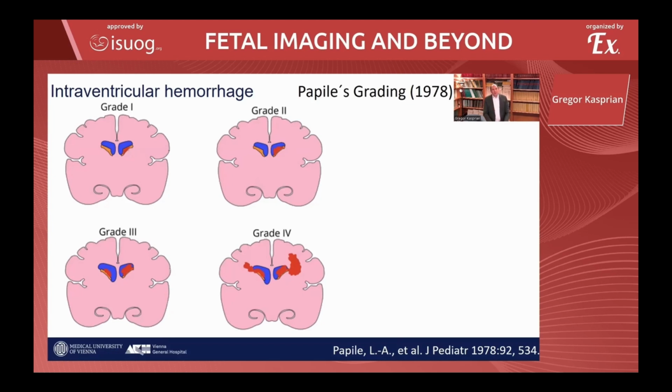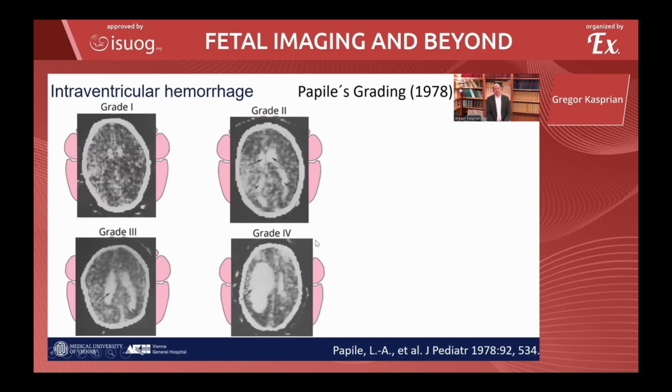But here is a word of criticism. Look back at the paper of Lucille Papile and look at what was the imaging basis for her grading. And let me show you that. Her imaging basis was neonatal CT. And these are the original imaging examples of her grading. I would say that even a worse ultrasound of nowadays is better than the CT images in the year 78.